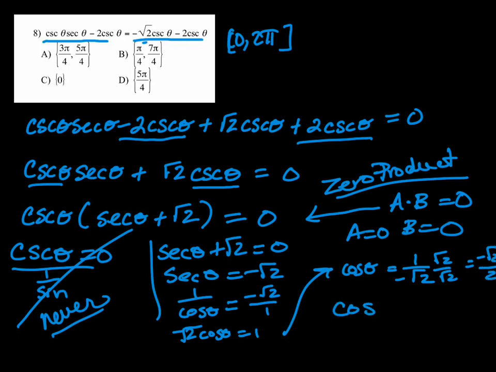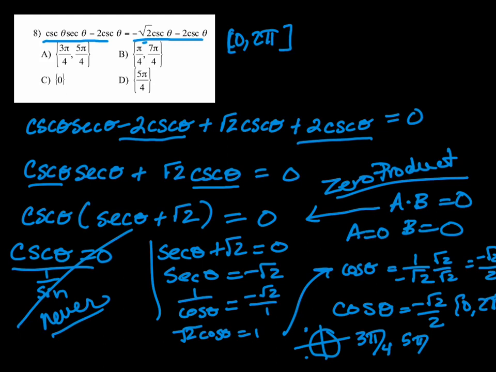So we're looking at where cosine theta equals negative square root of 2 over 2 between 0 and 2 pi on the unit circle. I'm going to make a little unit circle right here. Cosine is negative in quadrants 2 and 3. So you're looking for that, and it's the pi over 4 reference angle. So this would be 3 pi over 4 in quadrant 2 and 5 pi over 4 in quadrant 3. So what answer is 3 pi over 4, 5 pi over 4? A. So the answer is A.